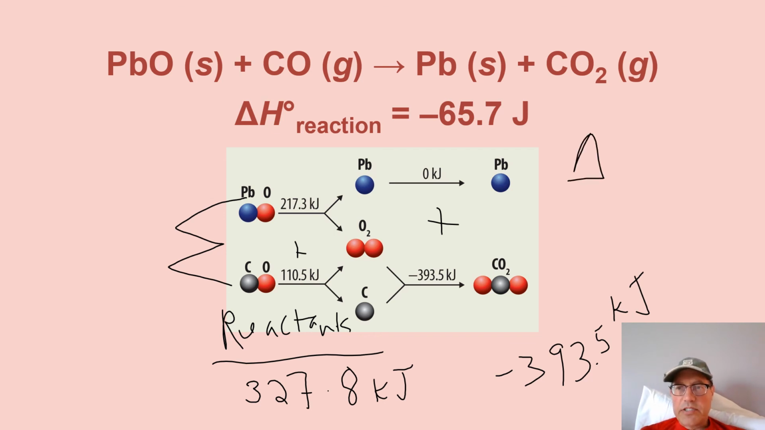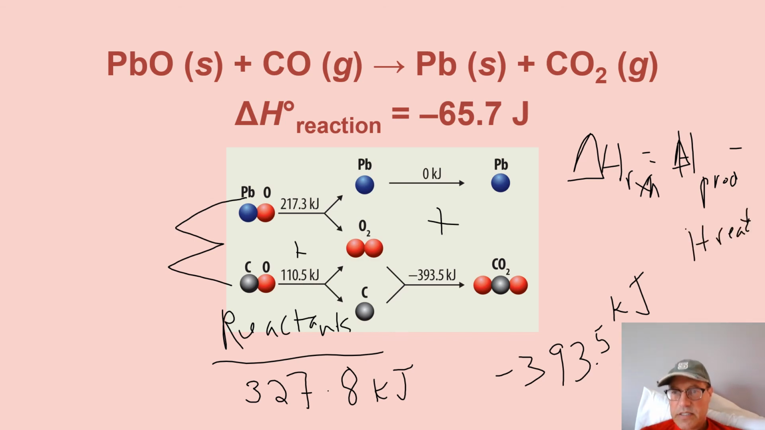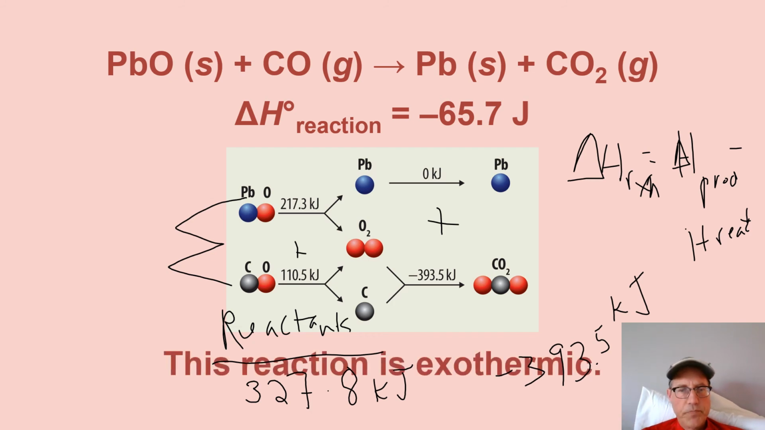So remember our delta H of reaction was our H of products minus our H of reactants. So it's the negative 393.5 minus the 327.8 kilojoules, which comes out to be the negative 65.7 joules. Should be kilojoules. Yeah, error there. This reaction is exothermic. Hopefully no big surprise there.